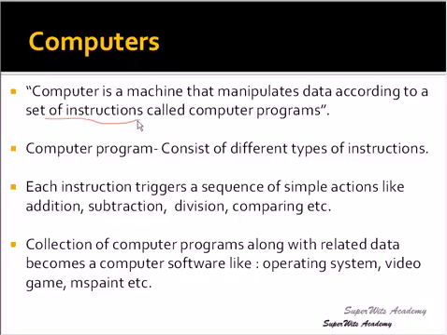So whatever instructions are there, when a bunch of instructions is made, a sequence of instructions is already defined, so that becomes a computer program, and that is responsible for performing some sort of task for the user. Now this computer program consists of different types of instructions. It can be any type of instruction.